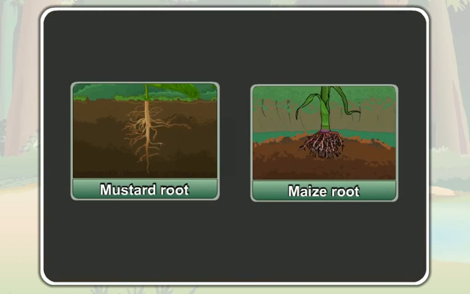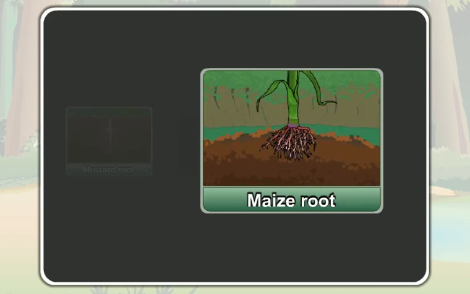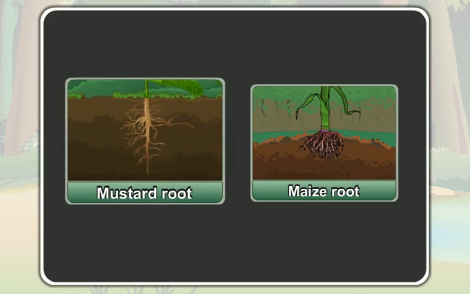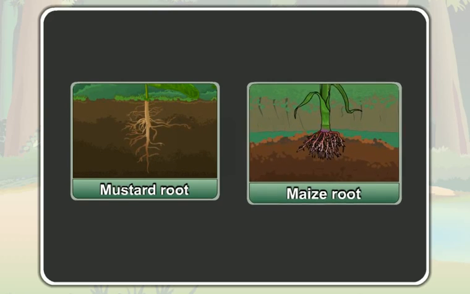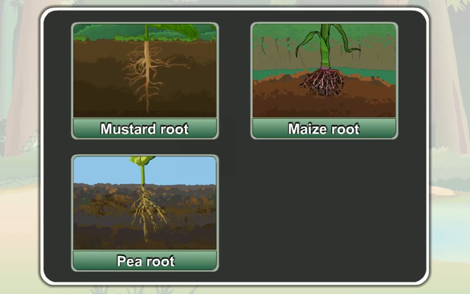Now, let us observe the root of different plants. This is a mustard root, and this is a maize root. Now, tell me, are these roots similar? No, they aren't. The mustard root is different from the maize root. Similarly, the pea root is different from the rice root.